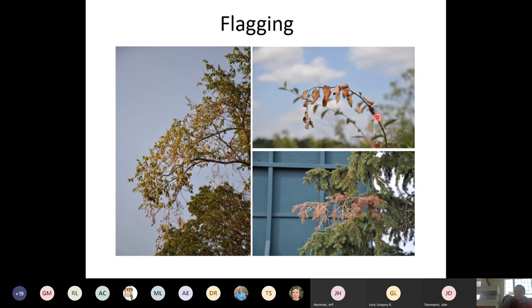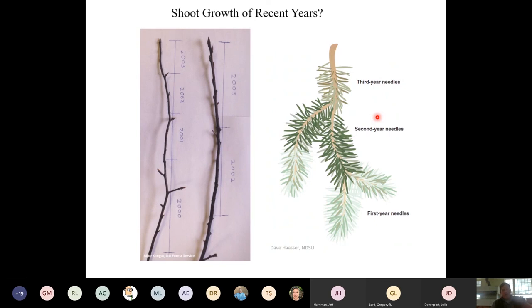Shoot growth is, again, something that I sometimes have to remind myself to check, but it can be very telling. This is a very old picture that I got from a colleague when I was out in the Midwest. This was a case where he used annual growth to try to diagnose a disorder in a tree. So you've got the comparison here. This is the growth in a neighboring tree of the same species. Growth is quite a bit less in 2003, 2002, 2001. But you look at 2000, the growth is pretty similar.